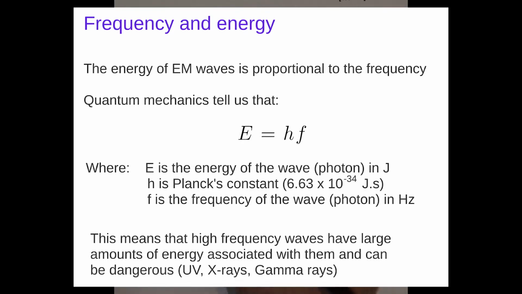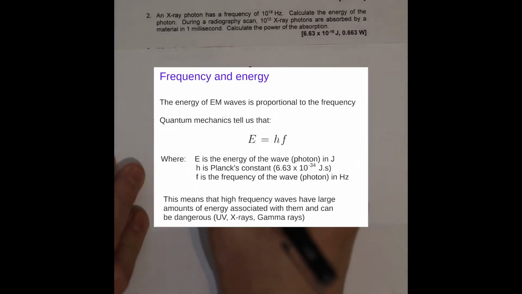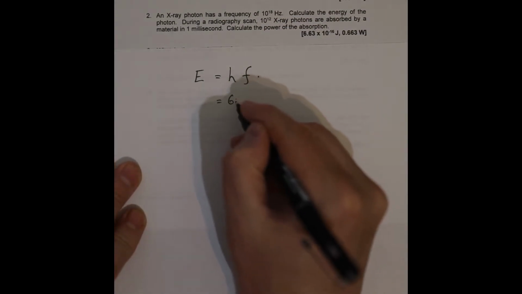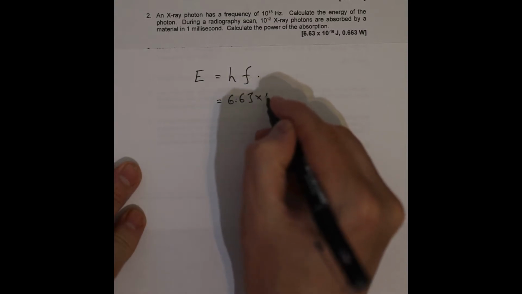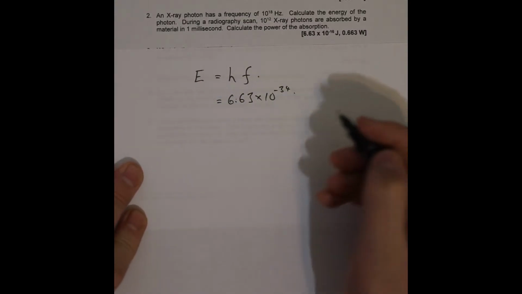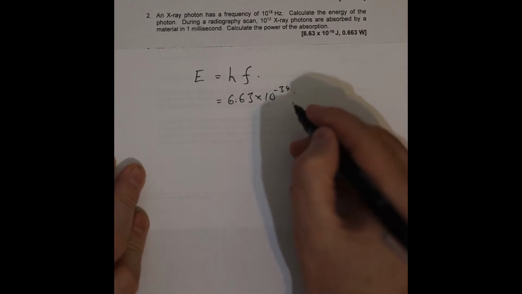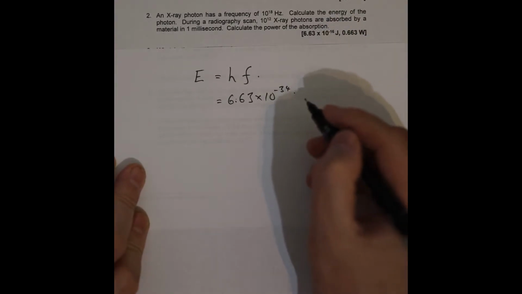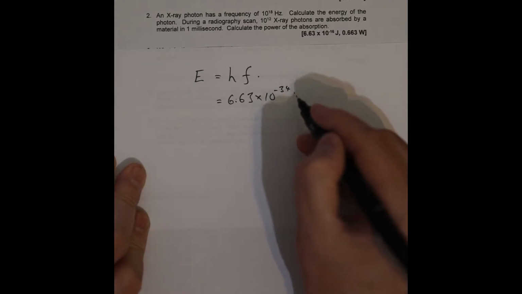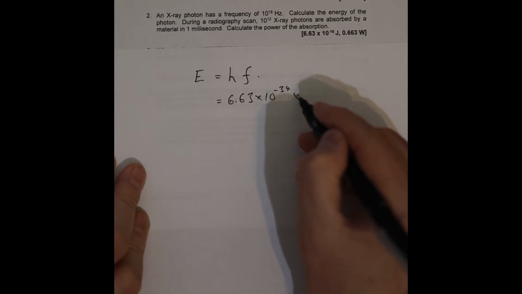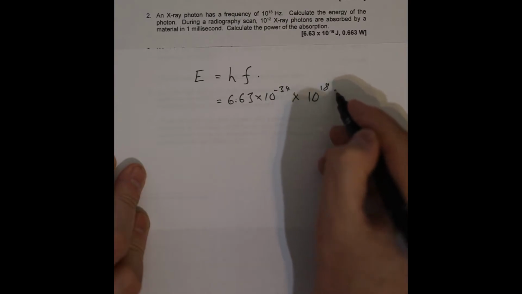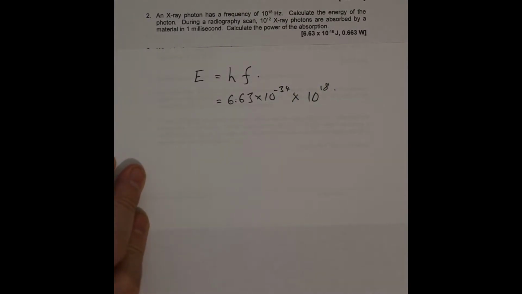So in this equation we have this one constant here, h, which is Planck's constant, and this is an exceptionally small number, because you imagine a single photon of light actually has a very, very small amount of energy. So in this case, Planck's constant is actually 6.63 times 10 to the minus 34 joule seconds. But we're multiplying that by our frequency, which is 10 to the power of 18 hertz, the frequency of the photon which was given in the question here.